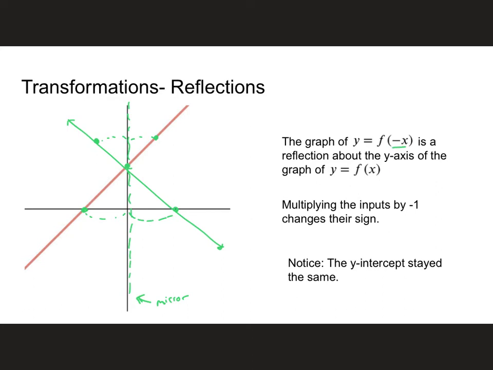Mathematically, what we're going to do is put the negative sign inside the parentheses of the function that we're looking at. And we're multiplying the inputs by -1, or changing all of their signs before we do any further math. The other thing I want you to notice, just like in the reflection over the x-axis, where the x-intercept didn't change, when you reflect over the y-axis, the y-intercept stays the same.